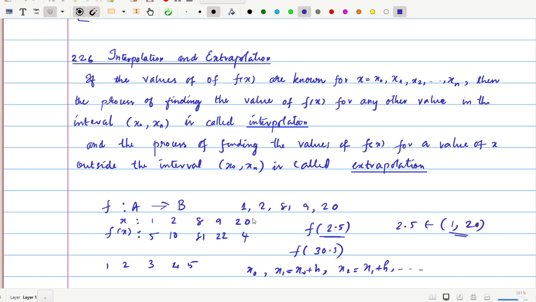In that case, first we will discuss how to interpolate and extrapolate the value of f if the values of x, or arguments, are given in an AP, in a nice manner. Later we will discuss interpolation and extrapolation for unequal intervals. So this is for equal intervals. One example of unequal intervals is 1, 2, 8, 9, 20. But if these are the values of x, then we can say these are equal intervals. First, we will discuss interpolation and extrapolation for equal intervals.